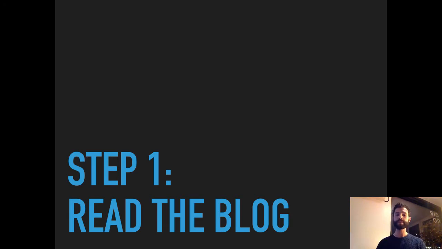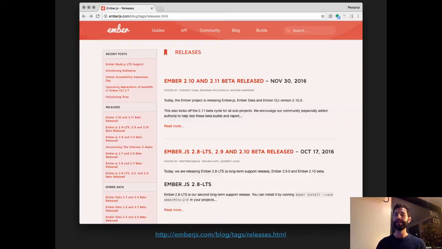So step one, you want to read the blog. This is a step that I feel like is not really covered in any of if you Google like how to upgrade an Ember app, but it's one of the most valuable in my opinion. So you start off by reading the blog. The Ember core team does a release blog every time a stable release comes out. So every 6 weeks, if there's a new minor version, there will be a blog post about what happened and what major things changed within this version.